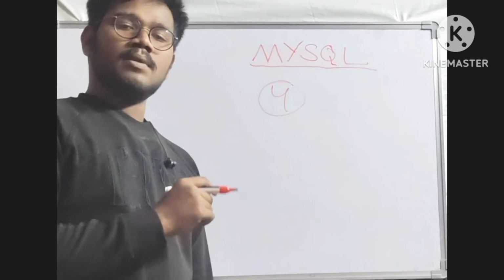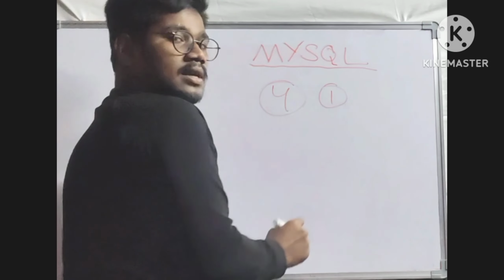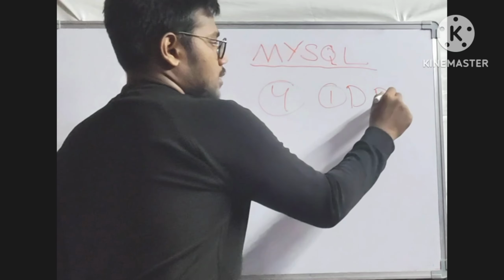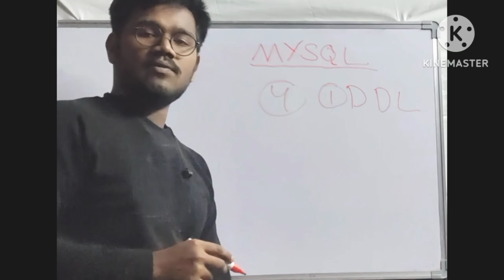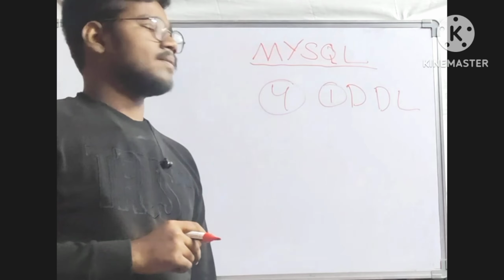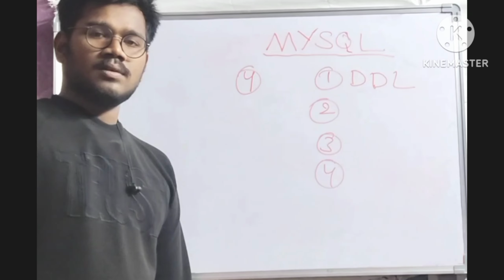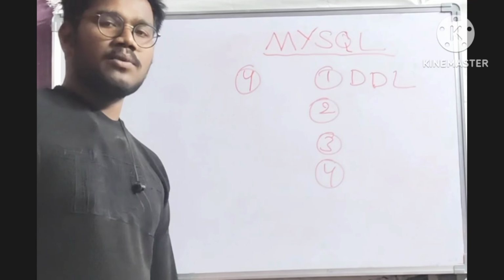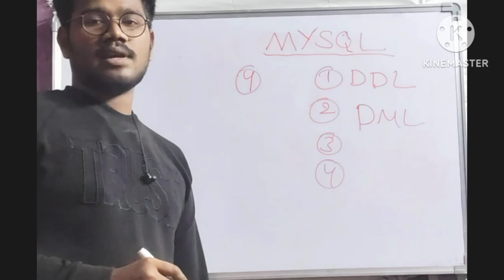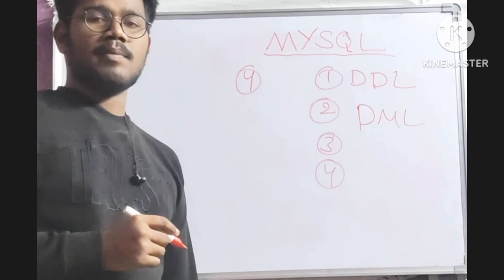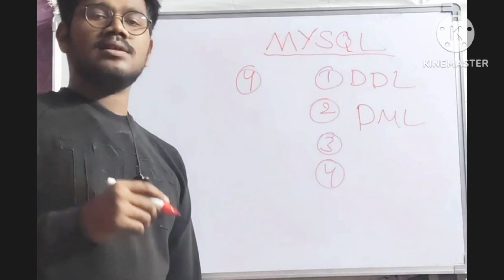So let's see the four SQL command languages. The first one is DDL. DDL stands for data definition language. In the name itself, it specifies data definition language. So in this, we can define the table and the structure of a table. The second one in the MySQL command language is known as DML. DML stands for data manipulation language. In the name itself, it specifies manipulation language. So it specifies that we can manipulate the data present in the table.